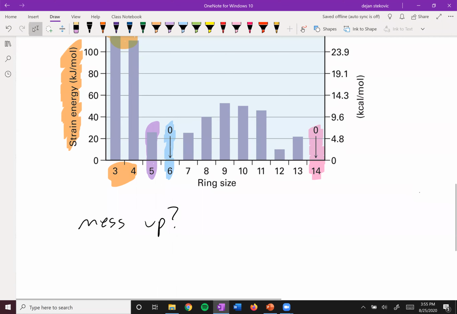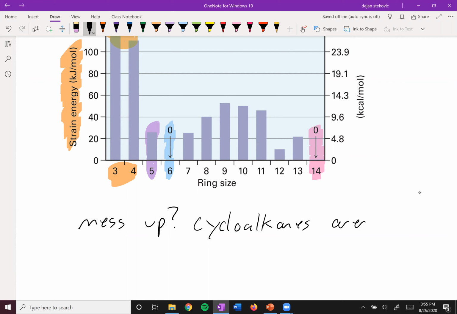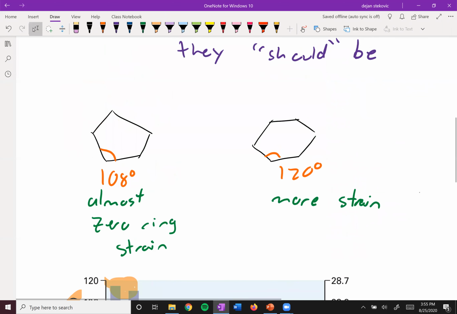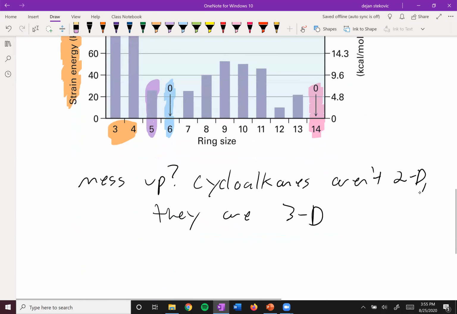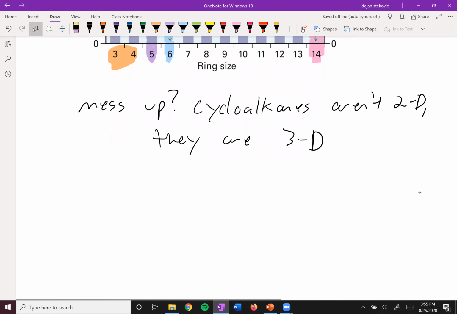Well, remember that cycloalkanes and all organic compounds in general aren't 2-dimensional, right? They are 3-dimensional. And so when you're looking at these polygon pictures right here, you're picturing them as 2-dimensional images. That's not how they are in real life. In real life, they take 3-dimensional motifs that are different. And so we need to analyze their 3-dimensional structure and look at what kind of strain each one of these has.